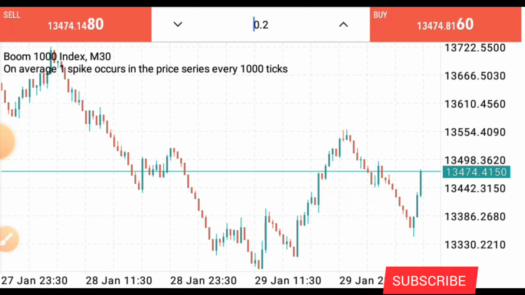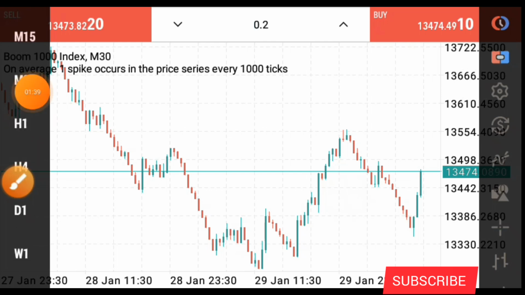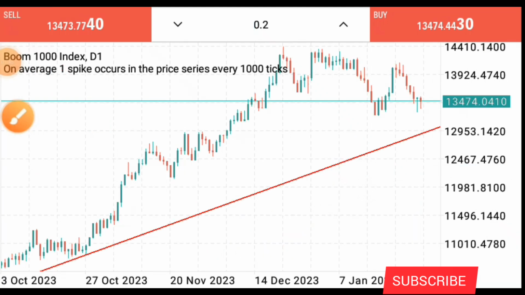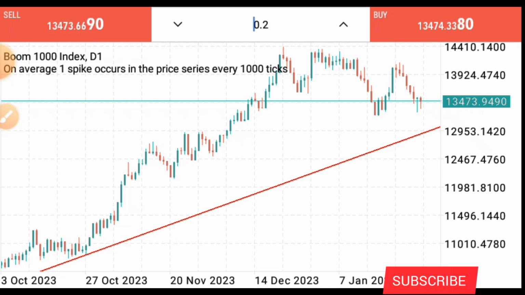The first thing I do, before I start doing my analysis, is go to the higher time frame in order to get the overall view of what the market is doing. So let's go to the daily time frame and see what the market is doing. Here on the daily time frame, what I can see is that the market is currently in an uptrend. The overall trend here is an uptrend.